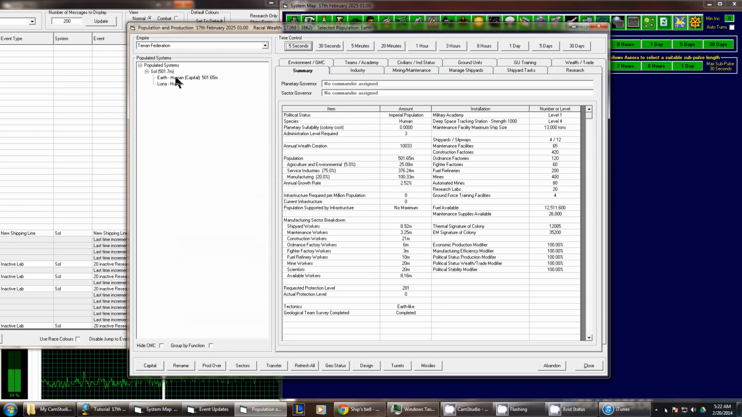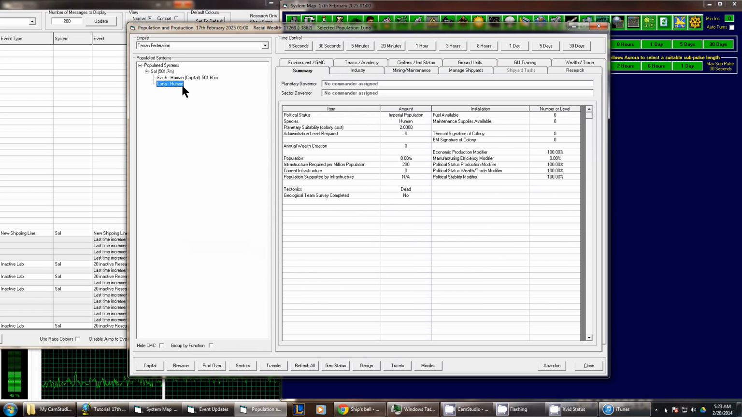So now we have not populated systems, but we have 2 places within our 2 colonies within our empire. And Luna here is going to show you, well, it's a little bit harder to live there, and we don't have any population on it, and we need 200 infrastructure to live on this planet. And right now, since we don't have any infrastructure, the population that's supported by that is none.